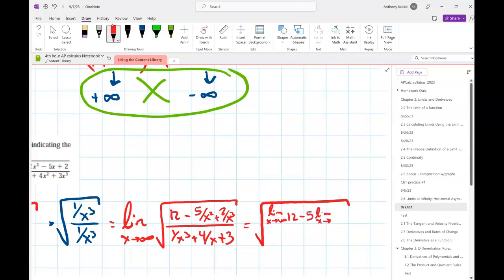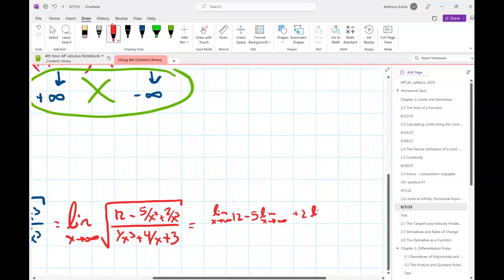And I didn't write my radical long enough. Oops, I forgot to put the over x squared in there.